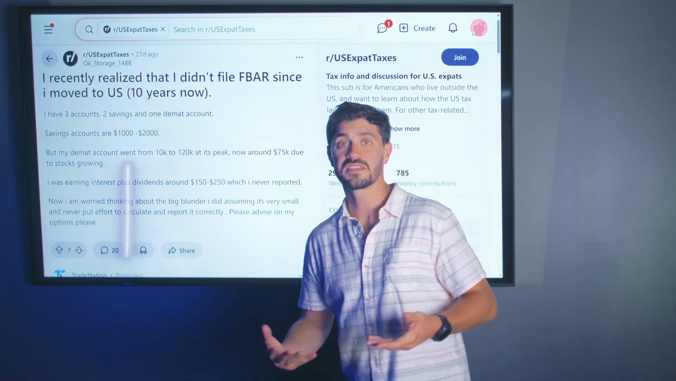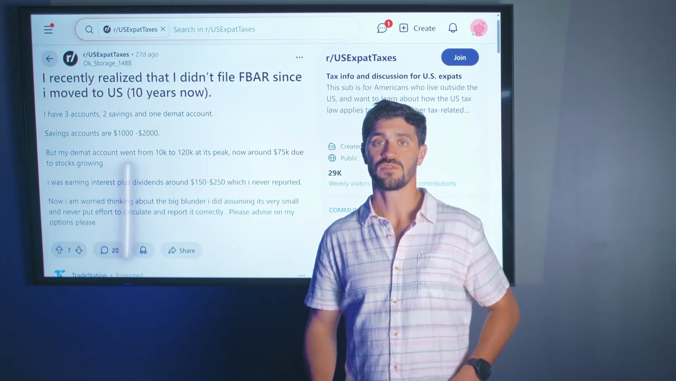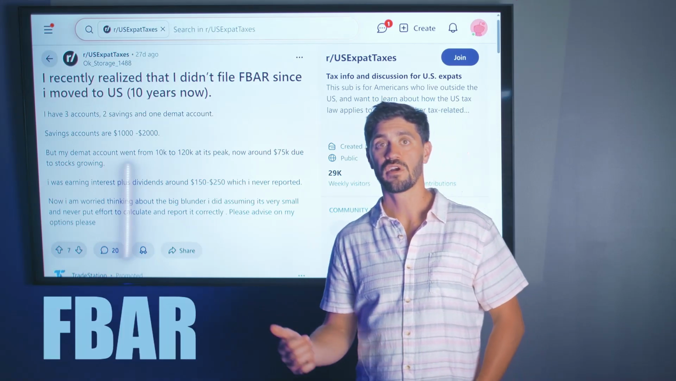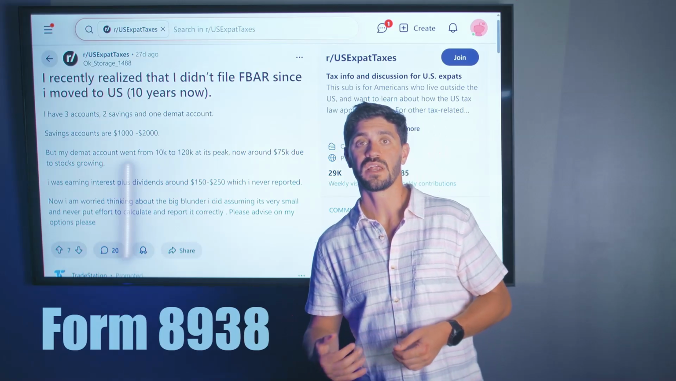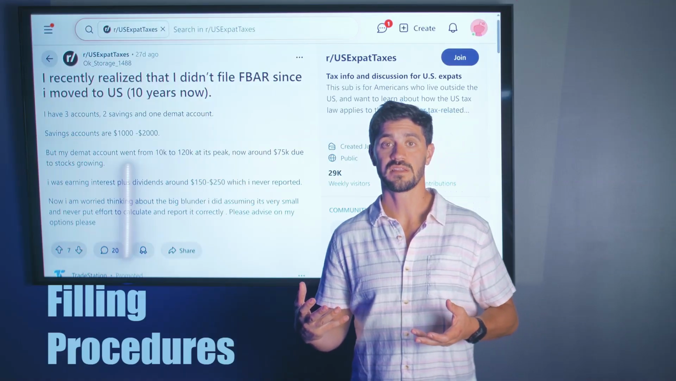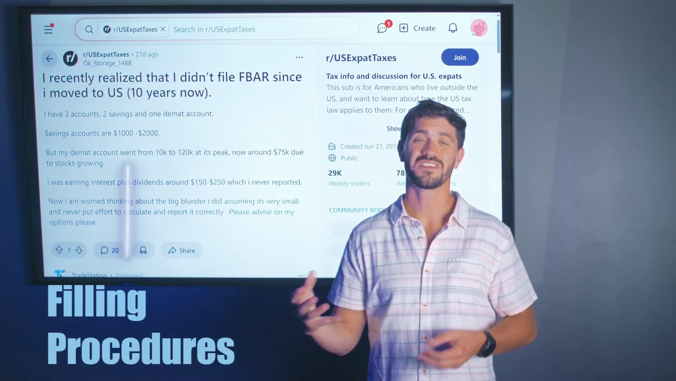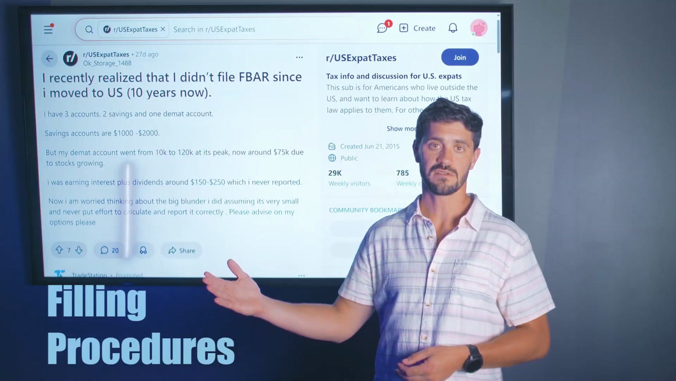So this is a classic situation of unintentionally not reporting foreign financial assets. So that could be FBAR. In this case, it could also be the Form 8938. So a lot of times what you want to do is look at filing procedures that the IRS has specifically put out to get people like this back into compliance, avoid penalties, and do it right going forward.